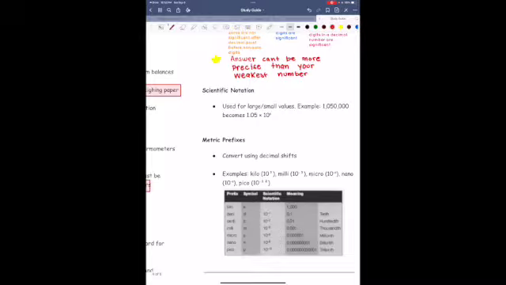All right, so scientific notation is going to be the next thing. This is just going to be used to shrink or expand big numbers. So instead of writing a bunch of trailing zeros, you would just put it into scientific notation.